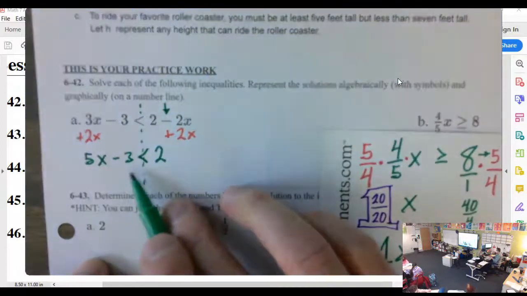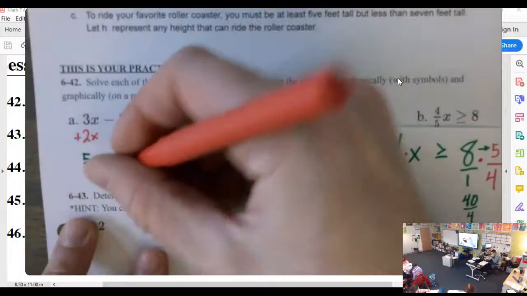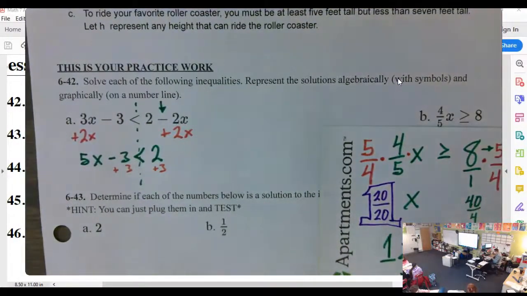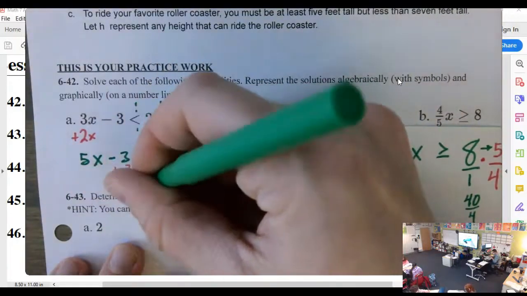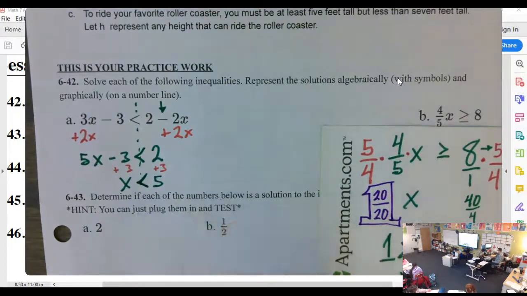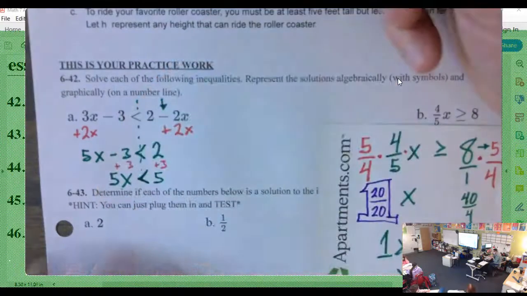How do I get rid of a minus 3? Add 3. See, Mr. Hall is as excited about math as me. We are both crazy math people. X is less than 5. And then you would want to graph those on your number lines. Oh, yeah. My bad. Good catch. You should see me after class because I will give you candy.